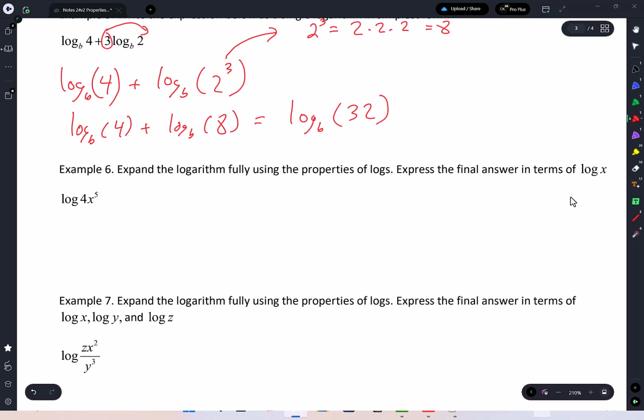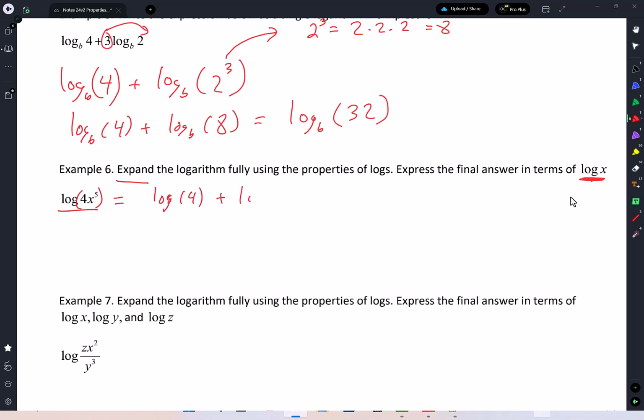All right. Here we go. Next one. Expand the logarithm fully using the properties of log. Express the final answer in terms of log x. That means they want to see literally log x by itself. So expand it first. This is a product, 4 times x to the 5th. So I'm going to write log of 4 plus log of x to the 5th.